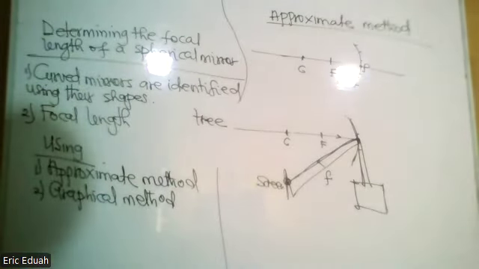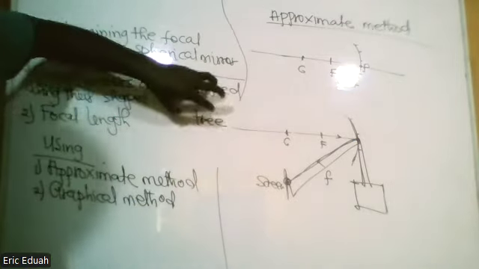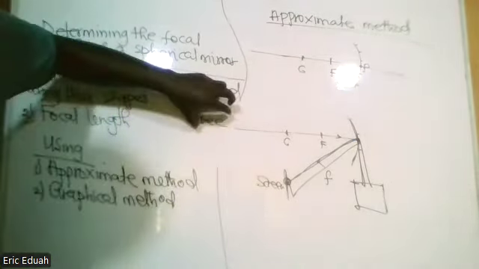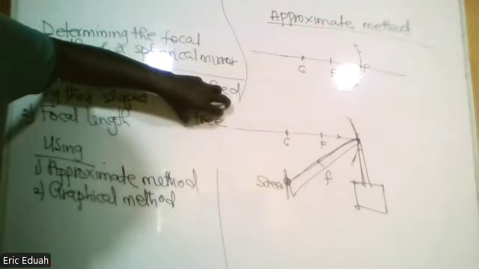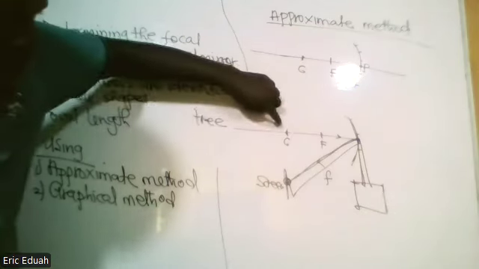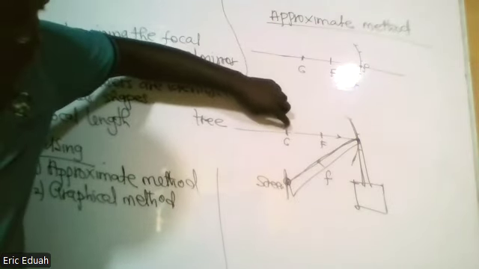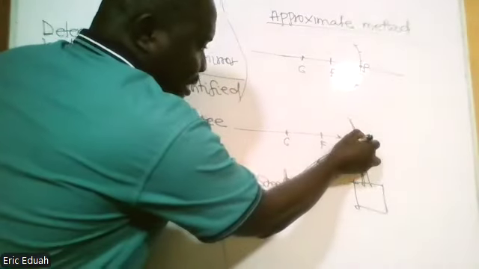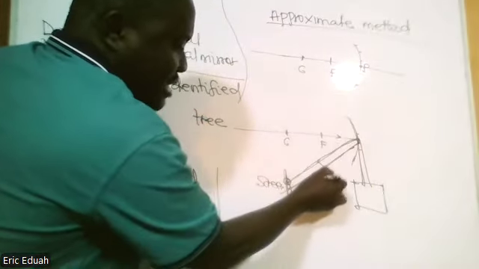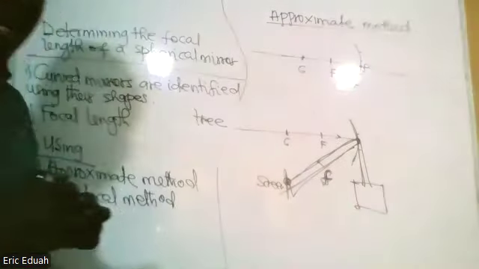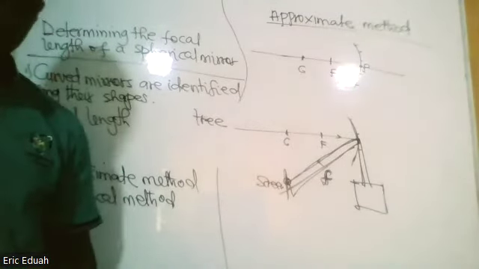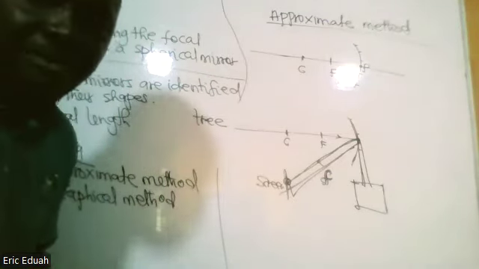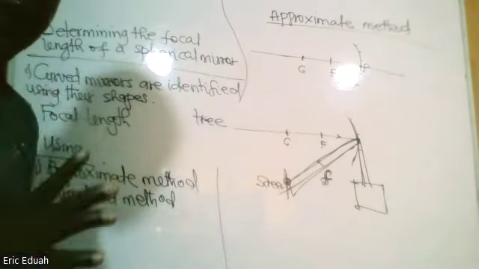And when this is done right, because the tree must be at a distant position, we assume that the rays coming from the tree are from infinity, because that is so far away. So the distance from the mirror to the image becomes the focal length of the mirror. That approximate method is a quick method of determining the focal length of a mirror.